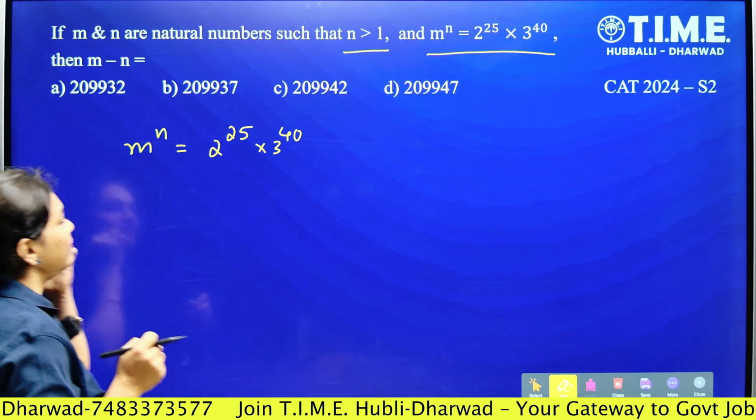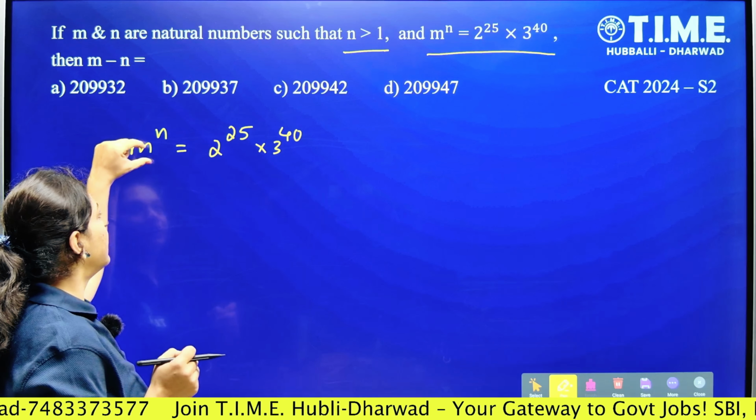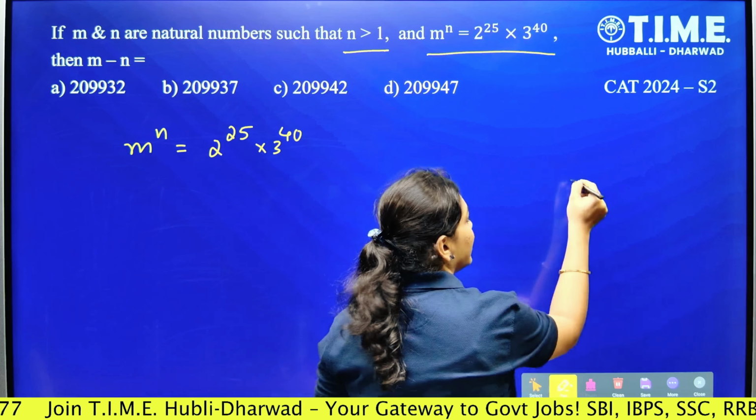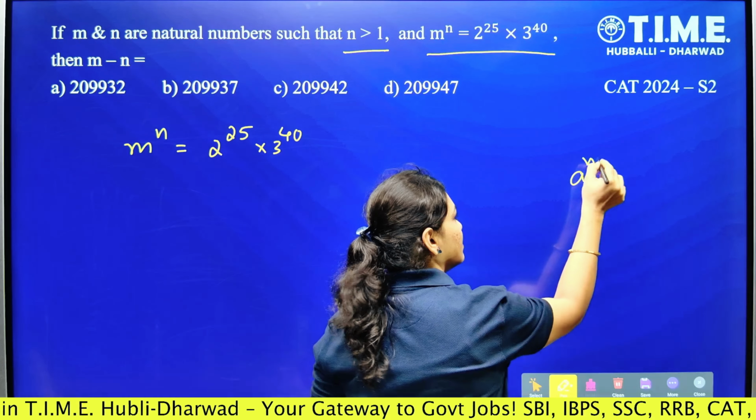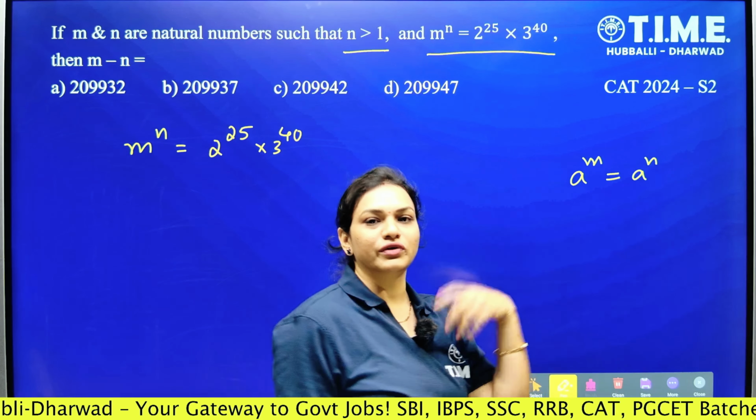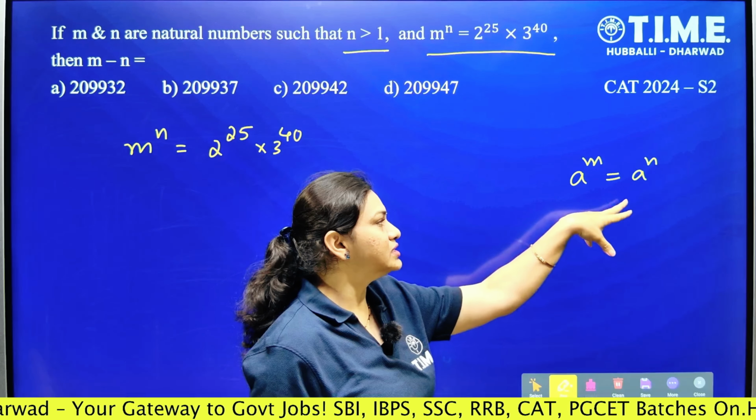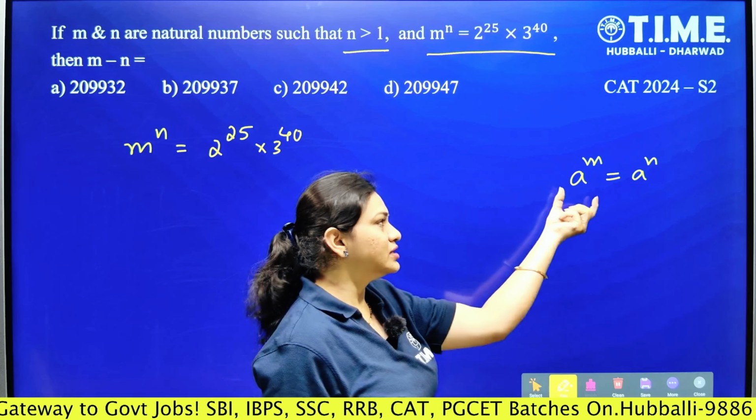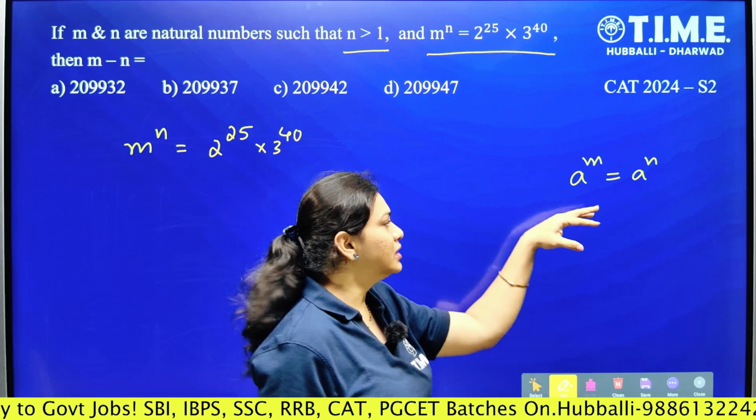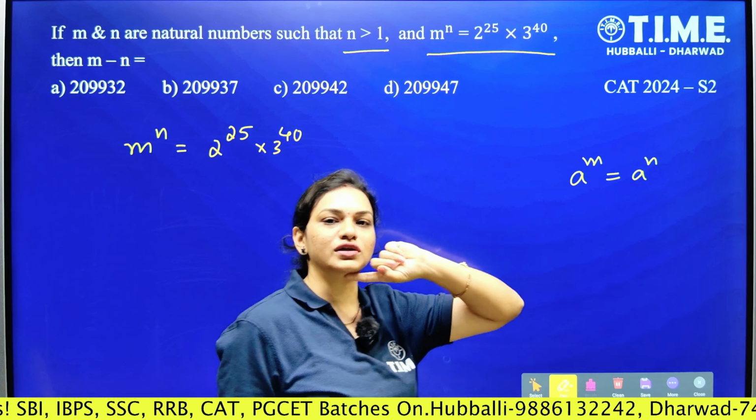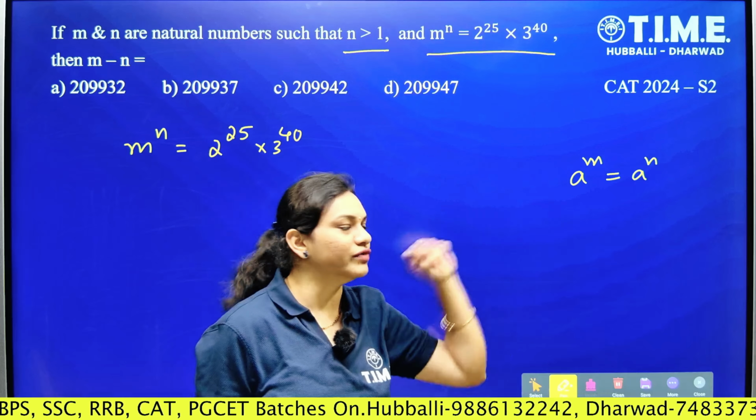When we observe this question, we see m raised to n. In indices, one rule we know is that whenever we have the same bases and an equality condition, the powers can be equated. Otherwise it is vice versa: if powers are equal, the bases can be equated. That is the one rule we can apply.